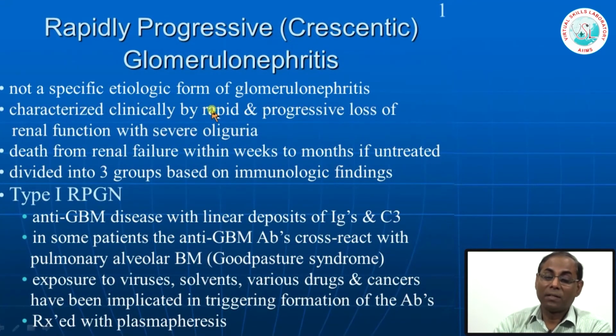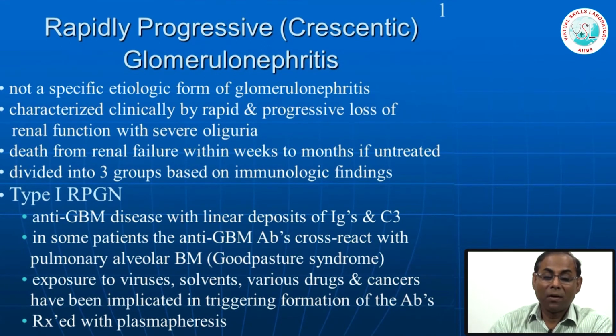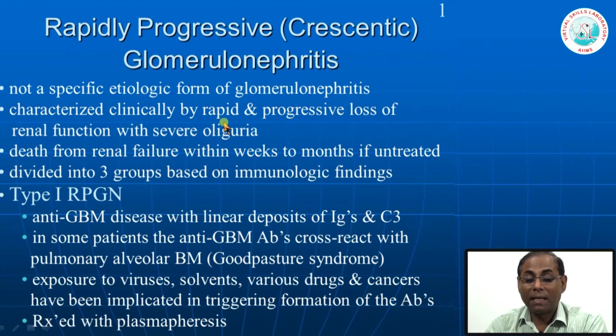Now, after that we enter into another type of glomerulonephritis, that is the rapidly progressive or crescentic glomerulonephritis. It is not a specific etiologic form of glomerulonephritis, and many different kinds of glomerulonephritis can present as a crescentic form. It is characterized clinically by rapid and progressive loss of renal function with severe oliguria, and death can occur from renal failure within weeks or months if untreated. But nowadays, with the help of dialysis, these patients can be salvaged and survive.